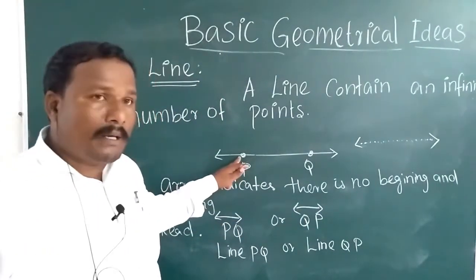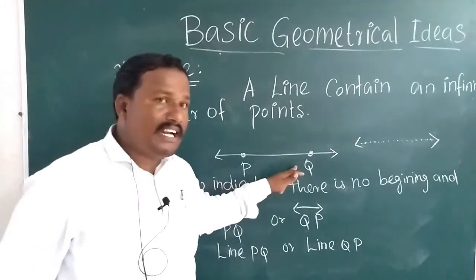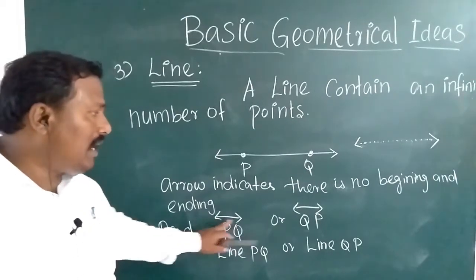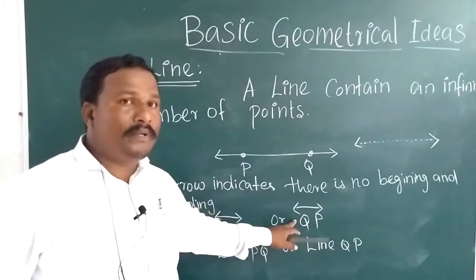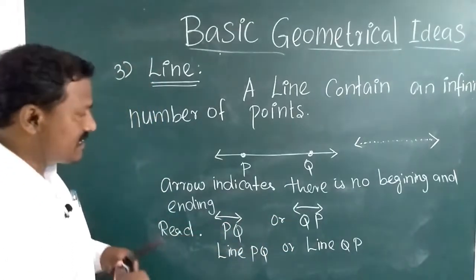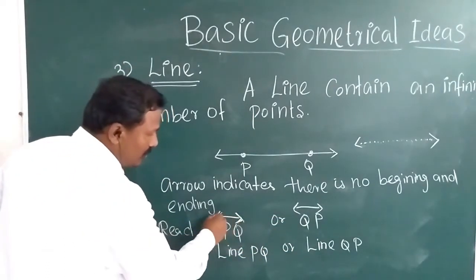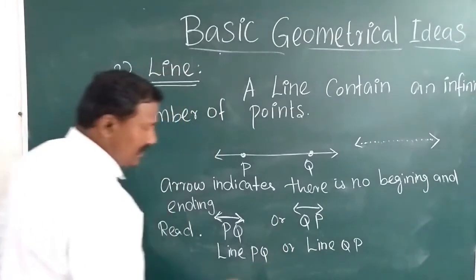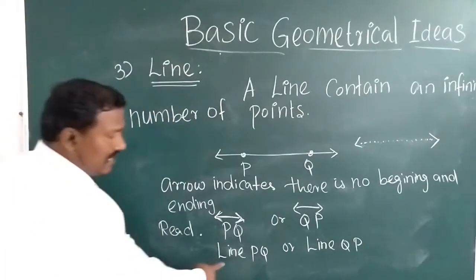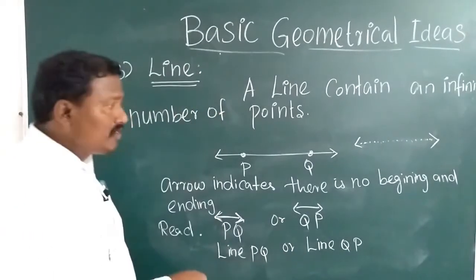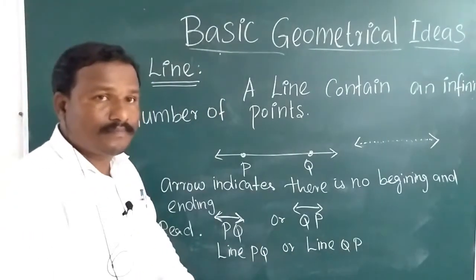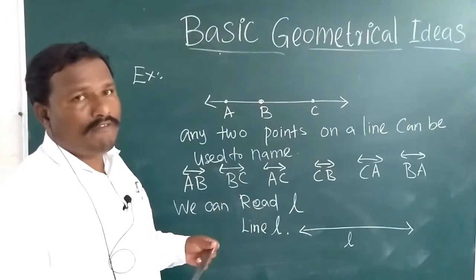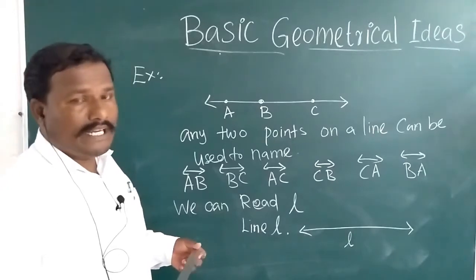If you take some points P and Q, how can we write it? We write it as line PQ or line QP, with a two-sided arrow mark on top. So we can express it like this: line PQ or line QP. We know what is a line: it contains an infinite number of points. So we can express a line like this.